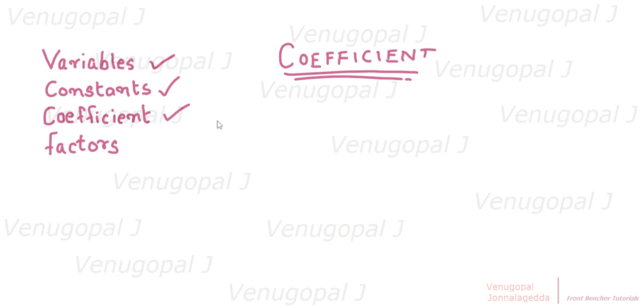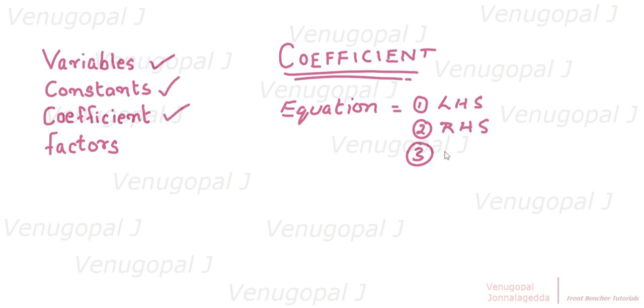So, to come back, an equation has the following parts: 1, an LHS, an RHS, an equal to sign, and you have terms in an equation. You have a number of terms which make an equation.